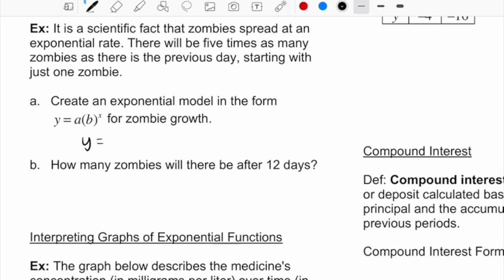Y equals the a value that goes out front is how many you start with. So in this problem, there is one zombie to start with. And then it says that each day you're multiplying times 5. So you start with 1, and then each day you're multiplying times 5.